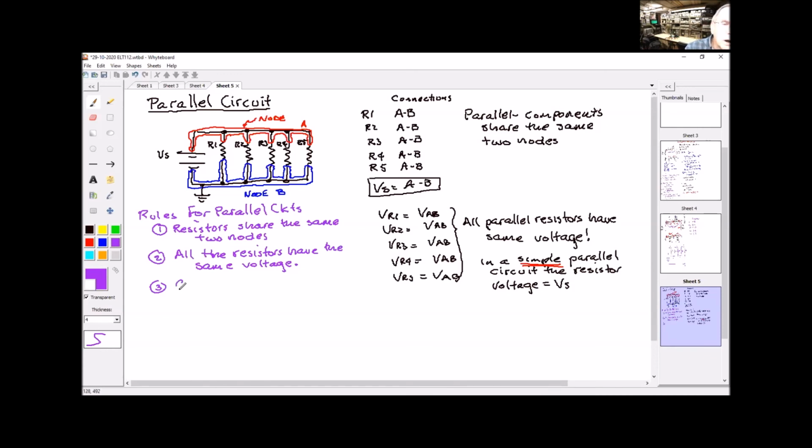So the currents in each resistor will be different, unless what? I guess resistors have the same value. Unless the resistors are the same value.